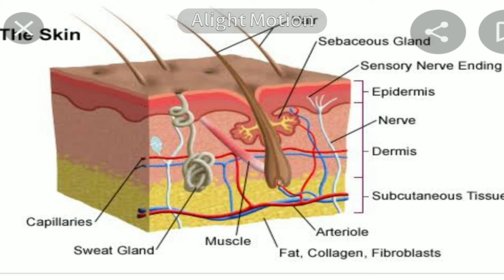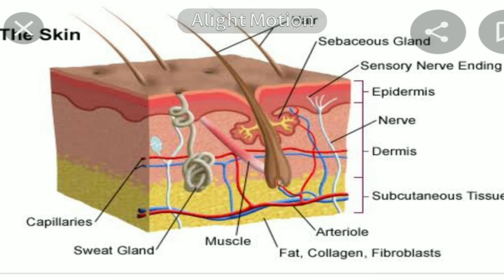It has the following openings. They are the openings of the oil glands or the sebaceous glands, which secrete oil to lubricate our skin and not make it dry. Then the openings of the hair, through which the hair comes out of the skin, and it also has the openings of the sweat glands to secrete sweat when we feel hot.